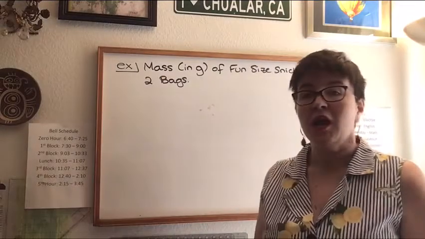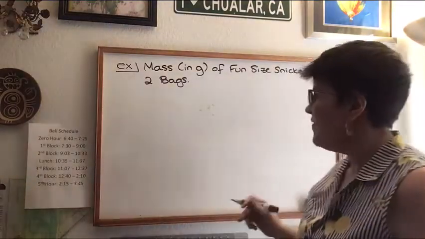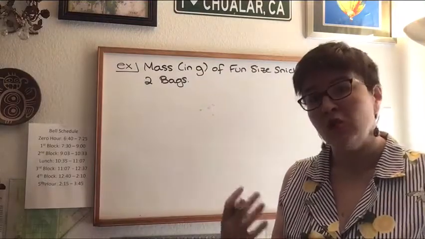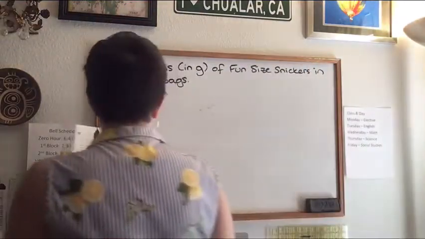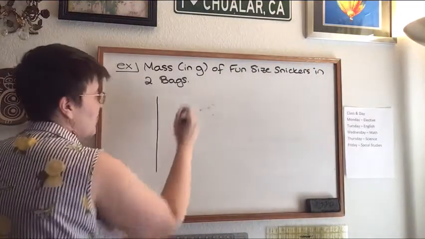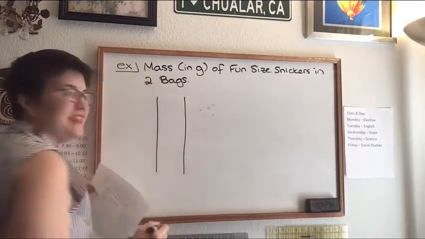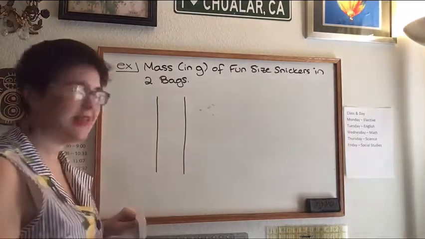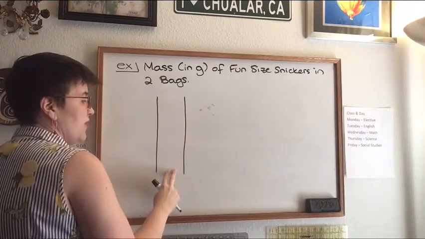Somebody went and got a couple of bags of fun-size Snickers, and they took and they weighed them in grams, and then they recorded their data. And then what they did is they put their data in a stem plot. And notice I put 2 lines. That's because the stems are going to go in the middle.